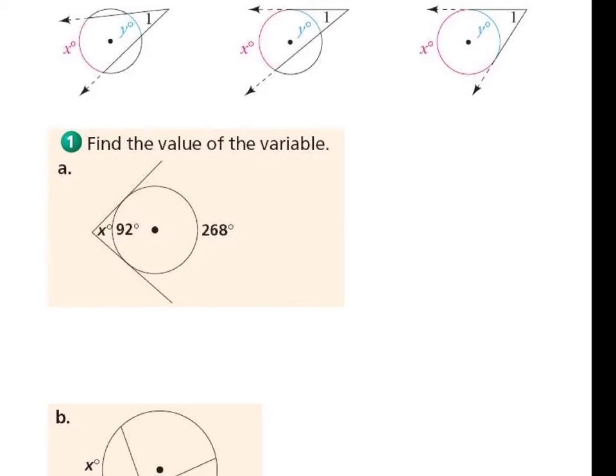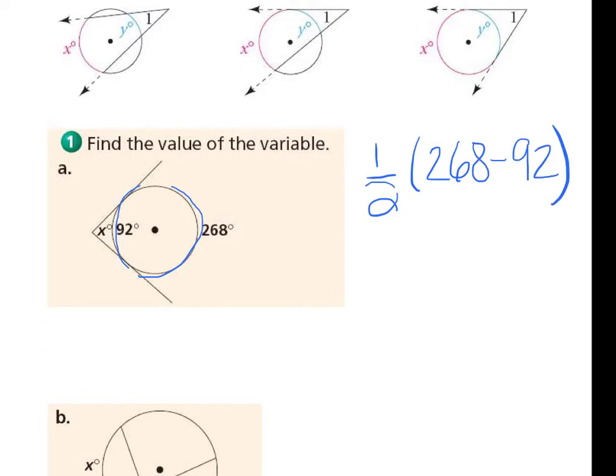In this case, the vertex is outside the circle, so that's like a situation up here. So we're going to have to take the difference of the 2 arcs. So we're going to take the 92 degrees and the 268 degrees, subtract the 2, bigger minus smaller, and cut that difference in half. So 1/2 times 268, because that's bigger, minus the 92, and you put that in the calculator, and you get 88 degrees. So now I know that x is 88 degrees.